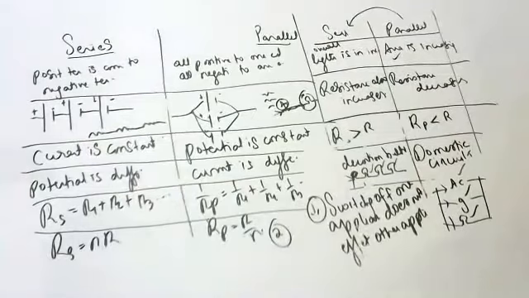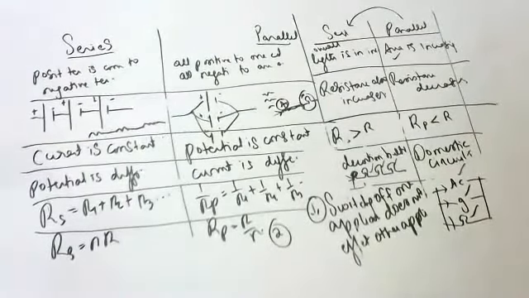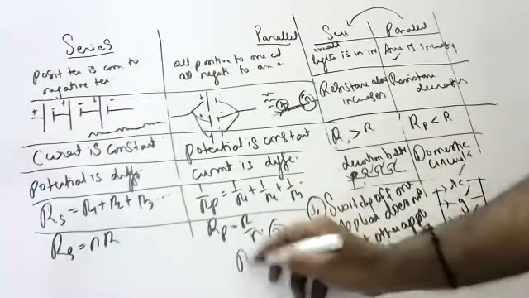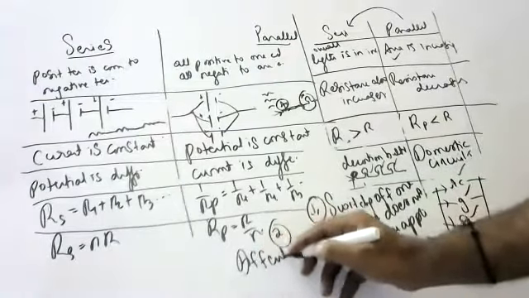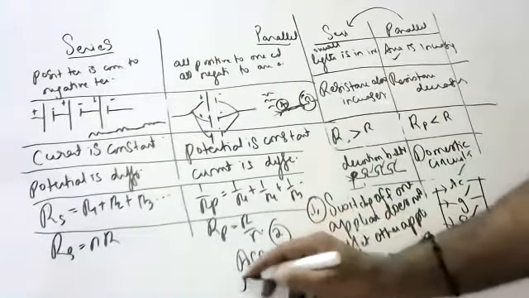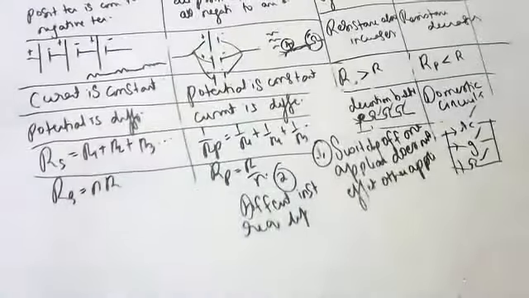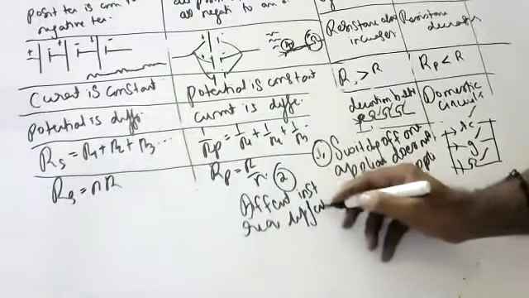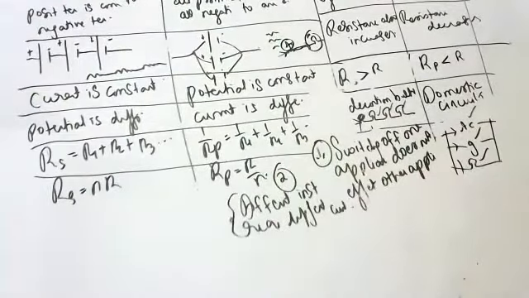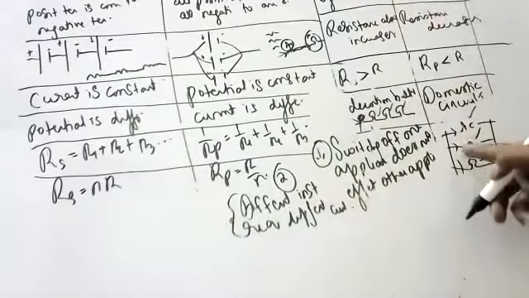I hope you are able to understand. Different instruments require different currents, which is possible only in parallel connection. Try to understand. The answer will be there in the description, children. Don't worry about that. Different instruments require different current, which is possible only in parallel connection.